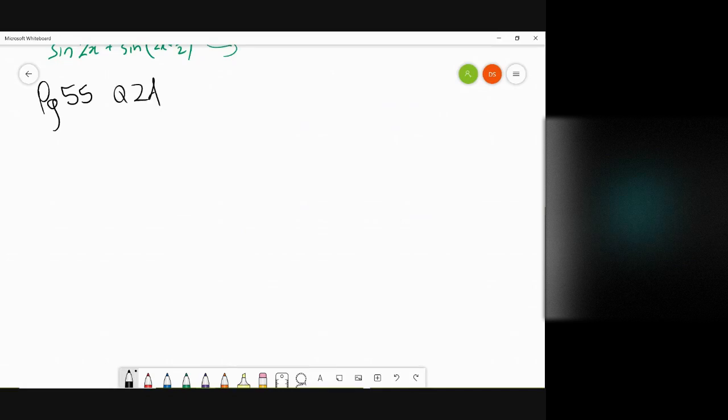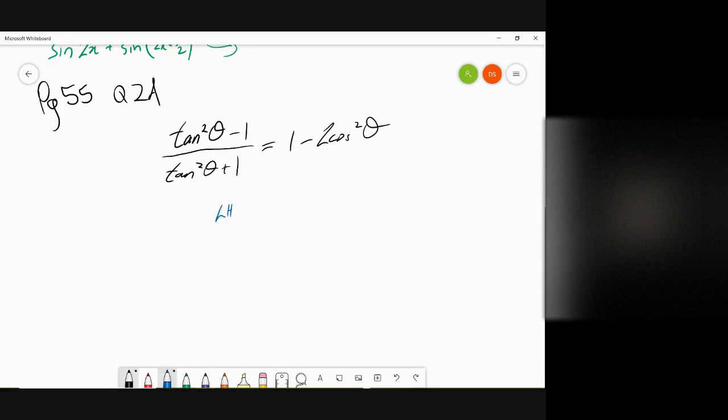All right. So first off, let's write the question. Tan squared theta minus 1 over tan squared theta plus 1 equals 1 minus. Okay. So what do you think I should do? Which side? Left side. Okay, we'll start with the left-hand side. So it's tan squared theta minus 1.